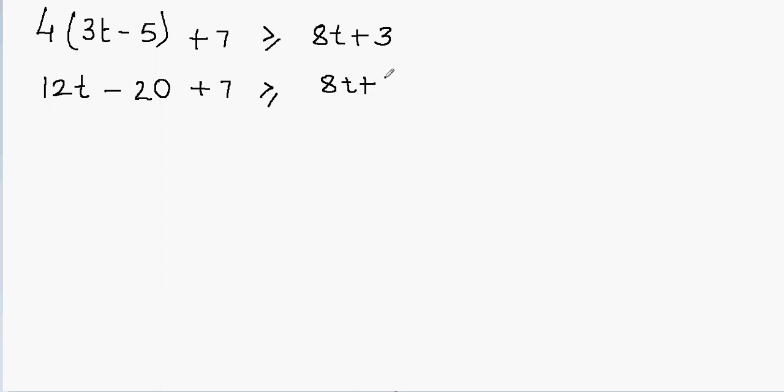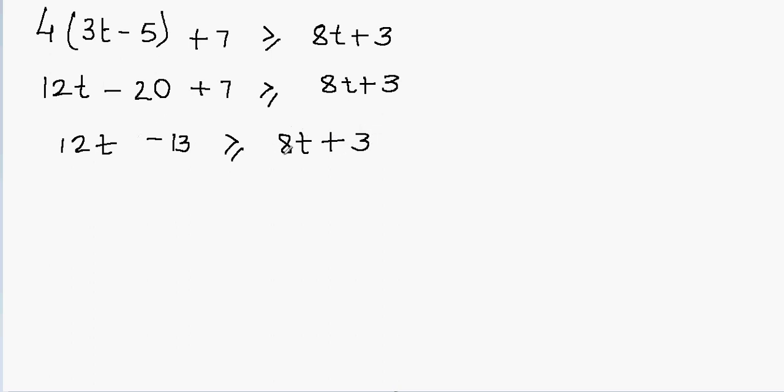8t + 3. Now, I see that these two are the like terms, so I can combine them first. So I will write 12t, negative 20 plus 7 will give me negative 13. Then I have the greater than or equal to sign, 8t + 3.